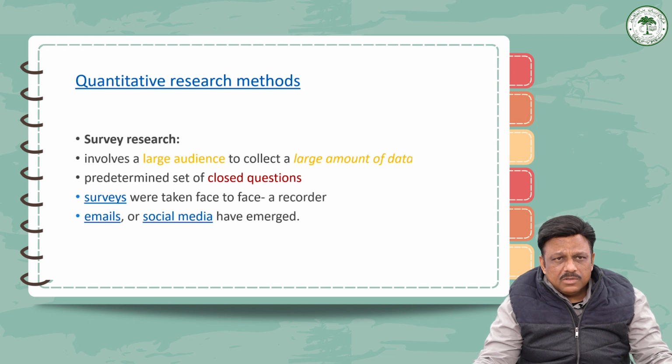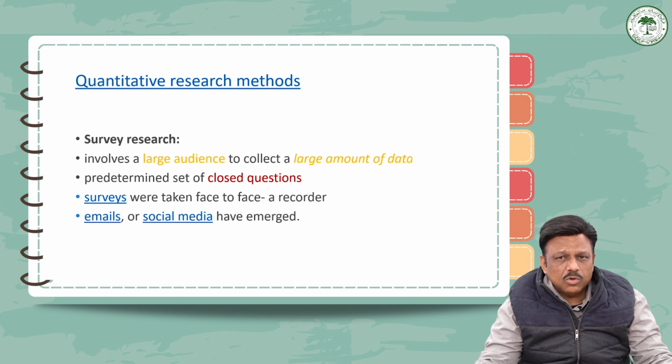Now, quantitative research methods within the empirical way of doing things, first is survey research. Survey research generally involves a large audience to collect a large amount of data. This is a quantitative method having a predetermined set of closed questions which are pretty easy to answer. Because of the simplicity of such a method, high responses are achieved. It is one of the most commonly used methods for all kinds of research in today's world.